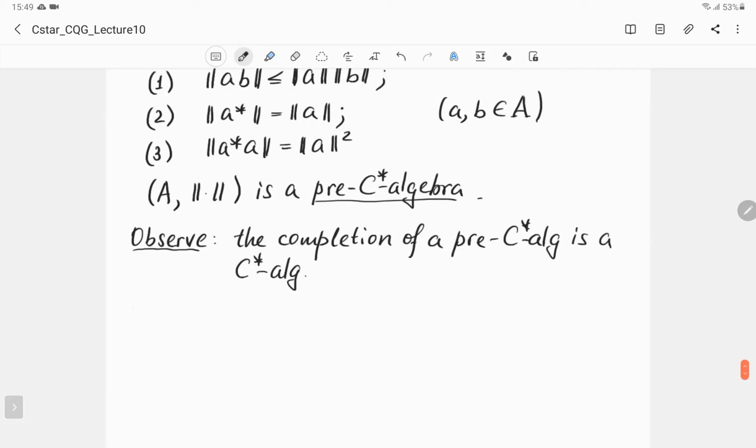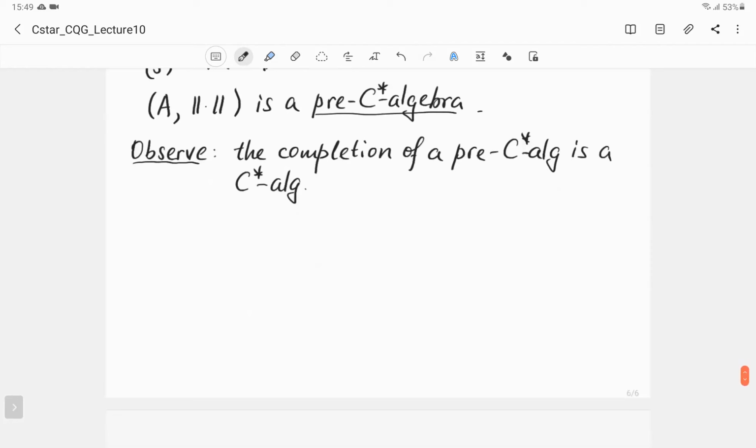Let's now recall that some time ago, we proved that if we have a star algebra which has a norm making it into a C-star algebra, then this norm is unique. And in fact, this norm is given by an explicit formula. The norm of A is the square root of the spectral radius of A star A. We will need a slightly more general result, namely the following proposition.